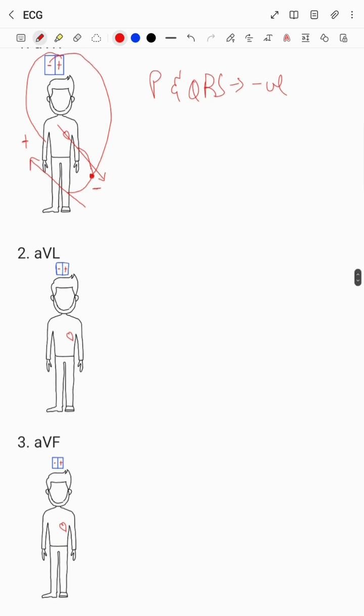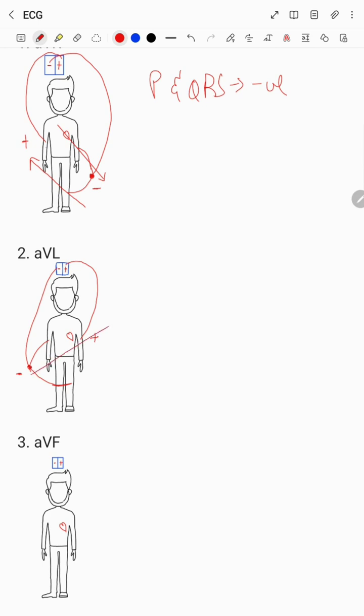So P and QRS is seen as negative in AVR, negative or say reversed. Second case is AVL. L means left upper limb. Positive is connected to left upper limb and negative is connected to a midpoint between the right upper limb and the left lower limb.